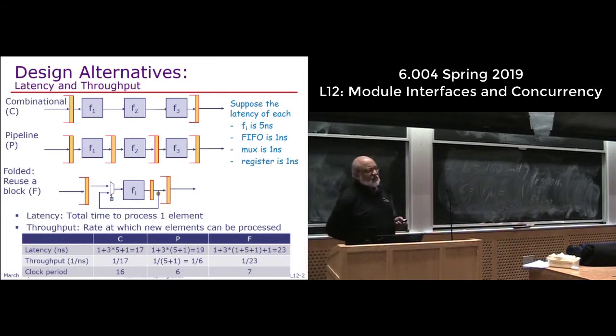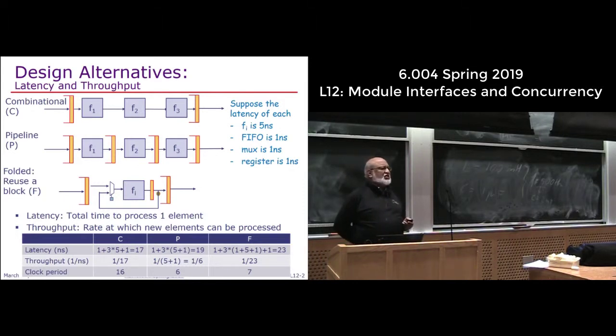In the last one, its throughput is low, right? 1 over 23. So now you are wondering, why does anybody care about these folded circuits? All right, we'll come to that. But you can see now what will be the clock period of various circuits.